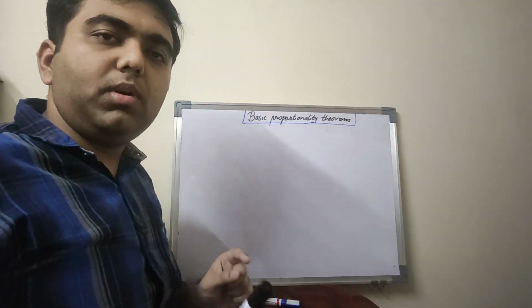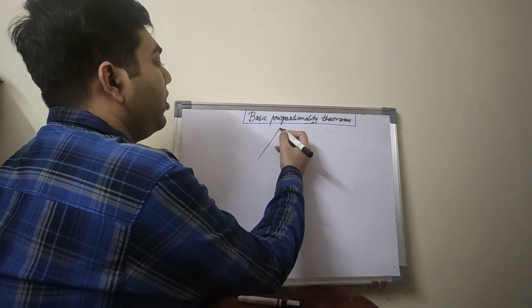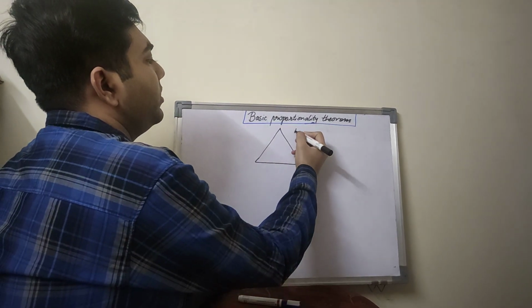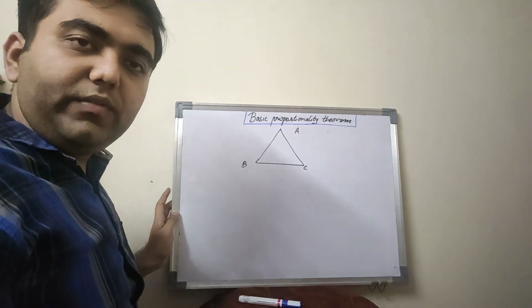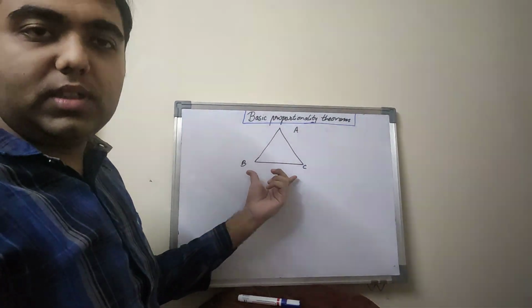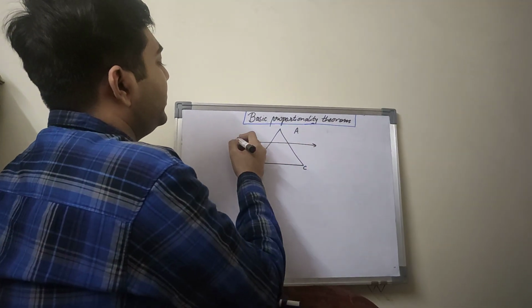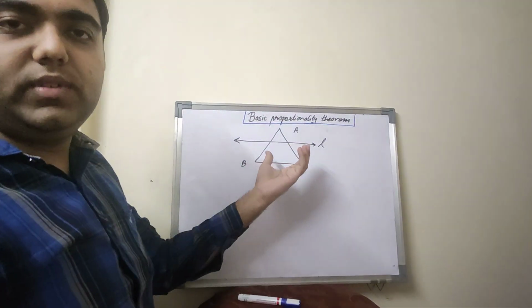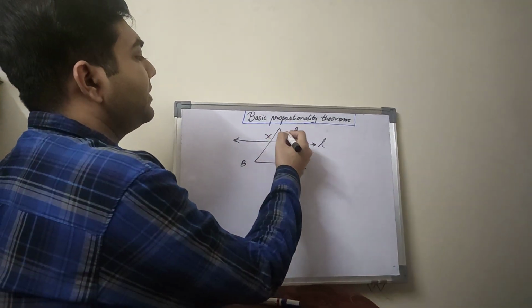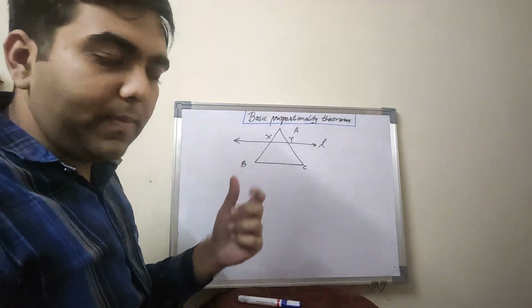The theorem is all about a triangle and a line. I take any triangle ABC and I have a line which is parallel to the third side, which is parallel to its base. So we suppose that there is some line L which cuts the two sides of this triangle in points X and Y, say, and is parallel to the base.